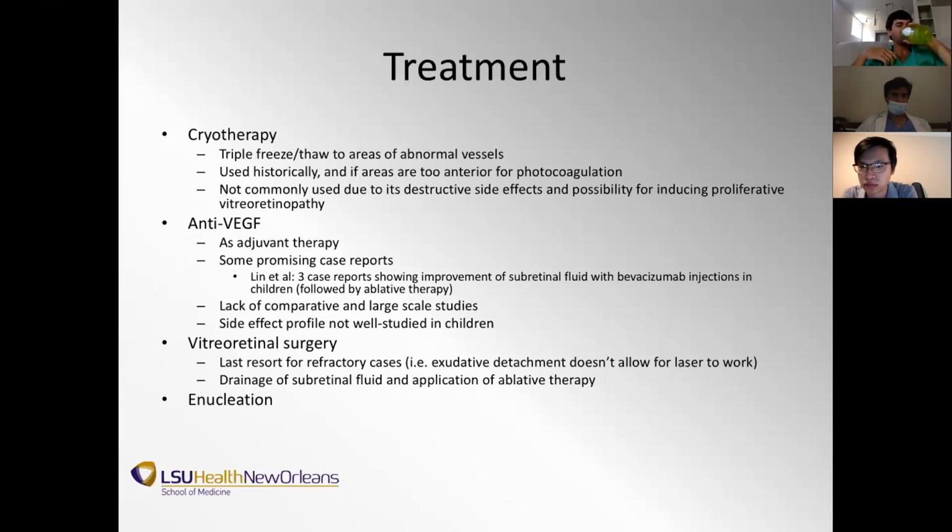Vitreoretinal surgery is a last resort for refractory cases. For example, you use it if there was an exudative detachment that was not allowing laser to take. That would usually involve drainage of the subretinal fluid and applying photocoagulation or ablative therapy. And then as a very last resort, if the patient has developed a blind, painful eye, enucleation.